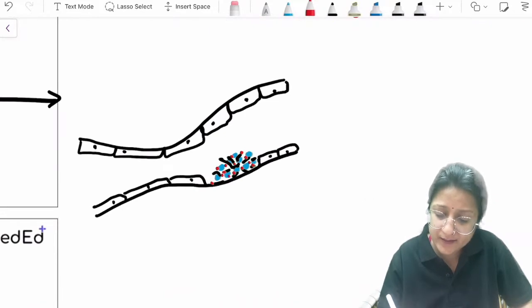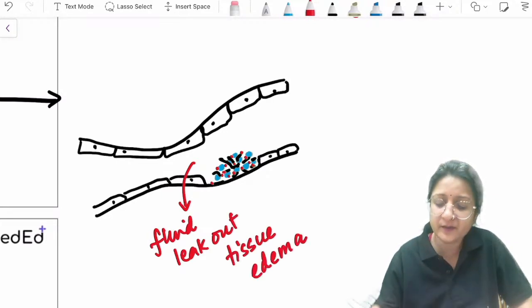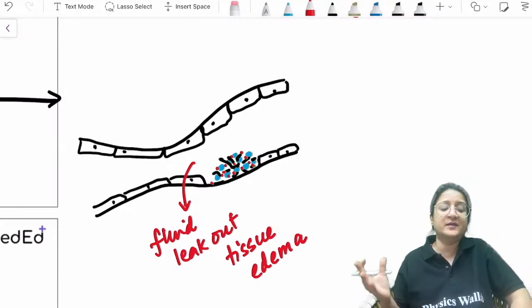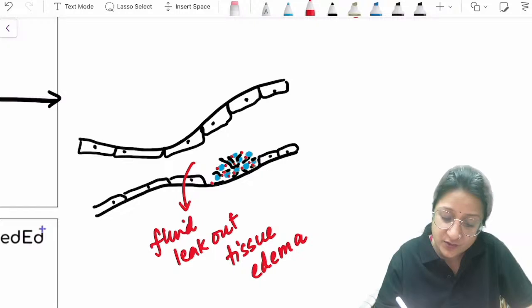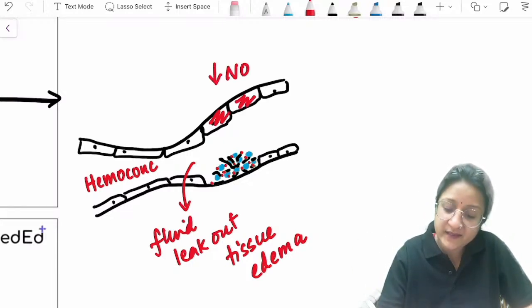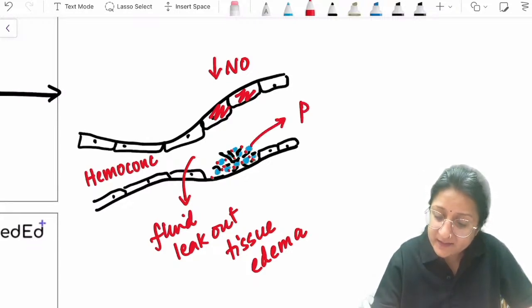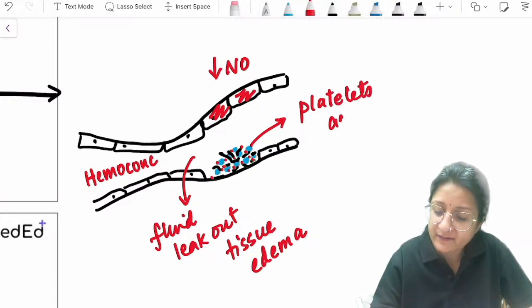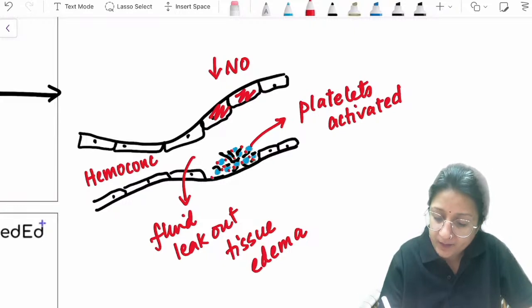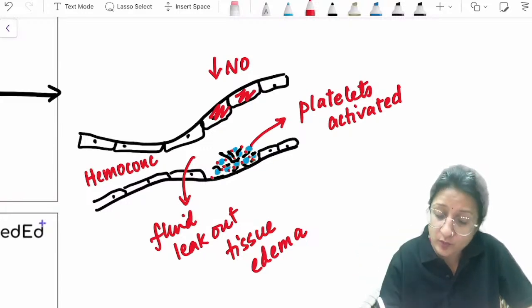Wherever there is endothelial damage, the fluid is going to leak out. There is going to be tissue edema, because this endothelial damage is going to happen in many systemic circulations, okay? Not just limited to the placenta, but the systemic circulation. So fluid is going to leak out, there is going to be hemoconcentration, right? Damaged endothelial cells will not be able to release nitric oxide, so decreased nitric oxide. Then platelets are activated, and they come to the site of endothelial damage, so microvascular thrombosis will also happen.